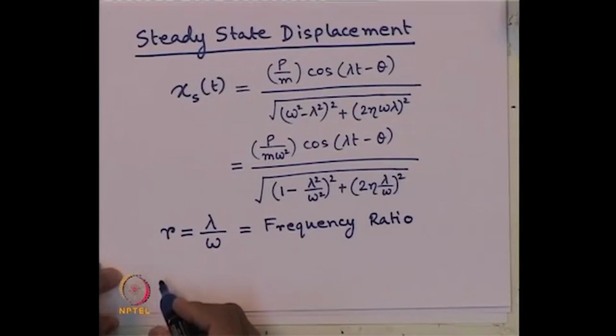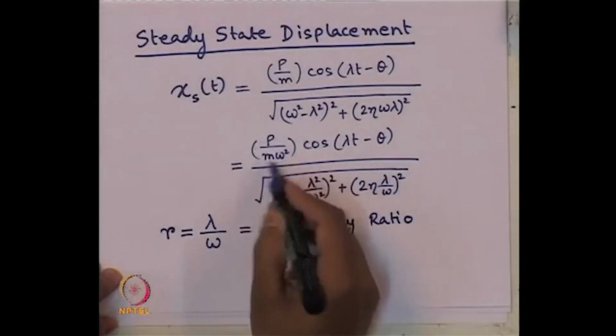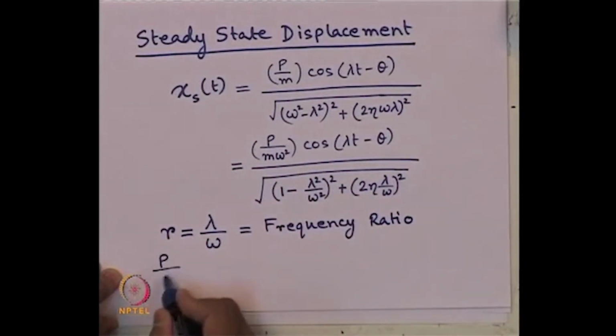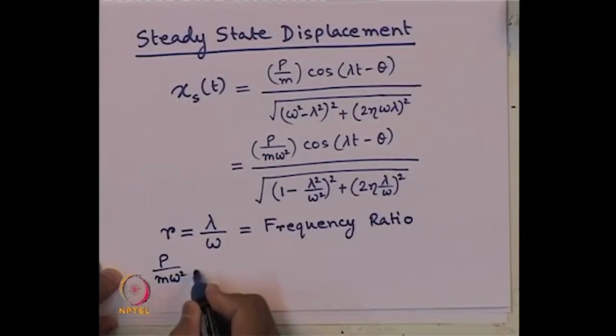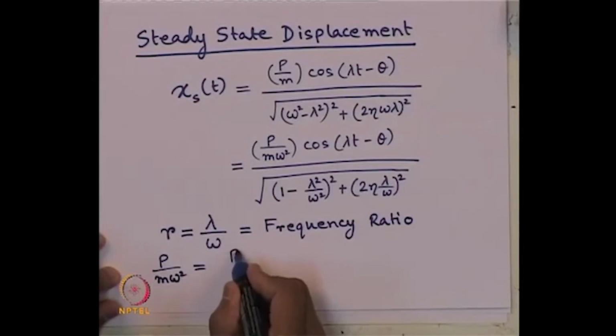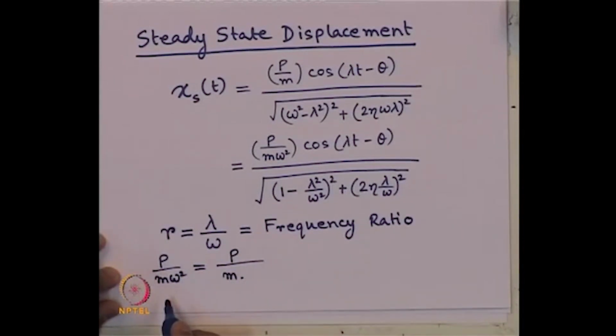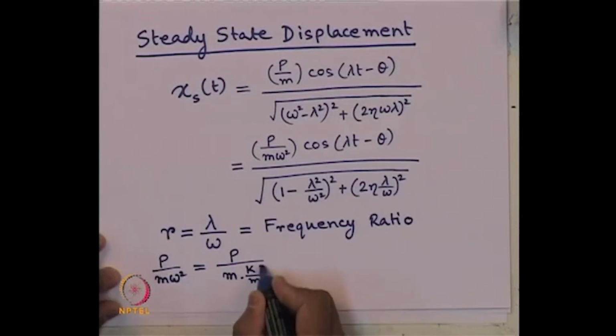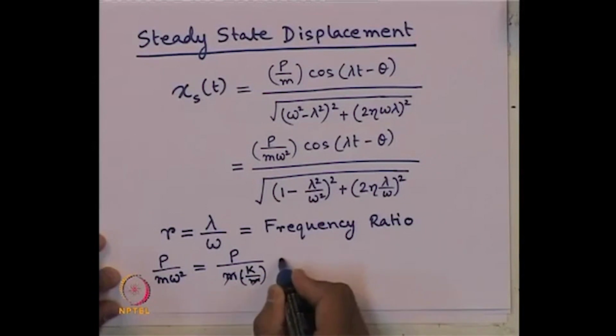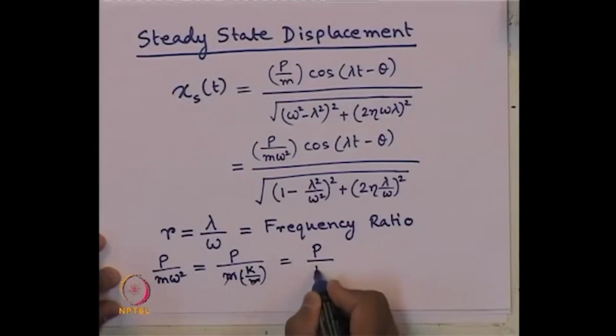Let us look at this term P by m omega square. What can we simplify for this term? It is P by m times what is omega square? K by m. So, it is K by m. M gets cancelled, I get P by K.